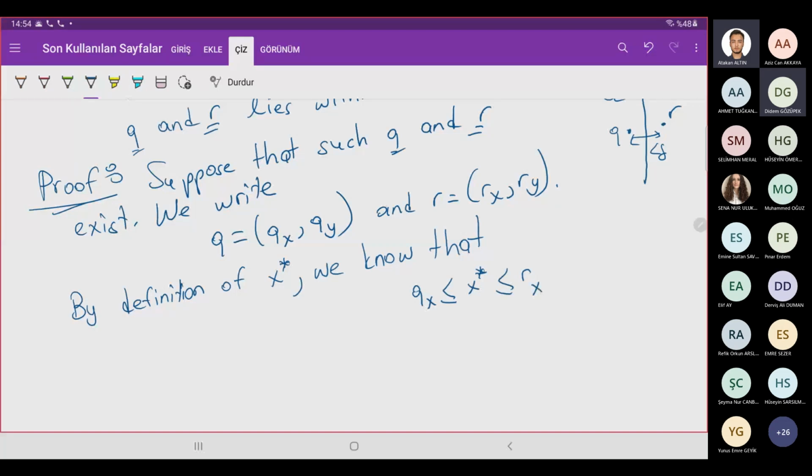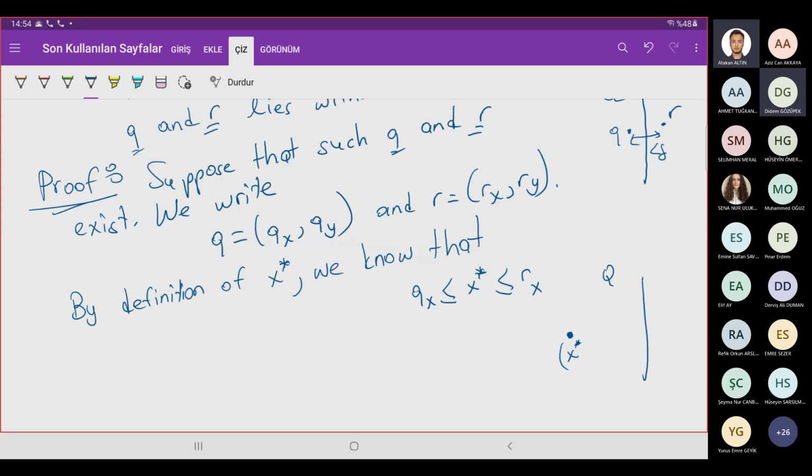Because what did we say? X star, we defined it right before the lemma. I don't want to go back because it's too slow. You can look into your notes. X star is the X coordinate of the rightmost point in Q, okay? So if this is the region Q, this is the point, and this is the X star, and it has a Y coordinate, okay? The X coordinate of the rightmost point in Q, that's the X star.